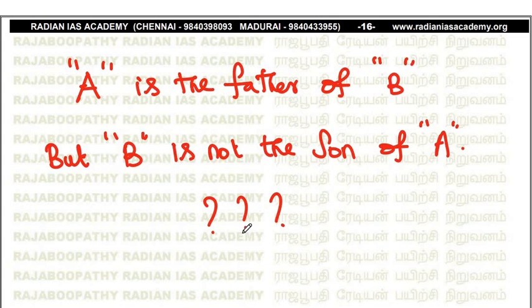Most of them answered no. Kavin Prasad answered B is a daughter. That's all. Correct? Mahalakshmi, Ramesh, Jagdish. Now understood? A is the father of B. Correct. B is not the son of A. Okay, fine. B is the daughter.